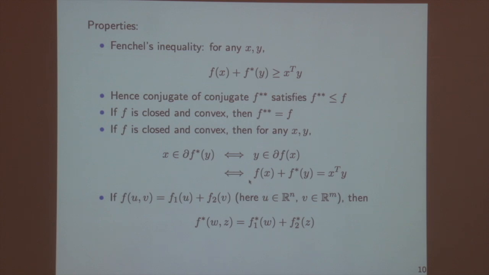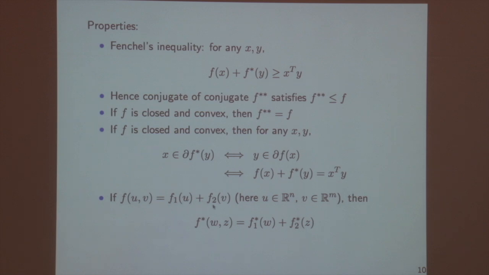And that in turn is equivalent to the following fact, that Fenchel's inequality is tight. So for closed and convex functions, x being a subgradient of f star of y is equivalent to y being a subgradient of f at x, which is in turn equivalent to f of x plus f star of y being equal to x transpose y. And when we talk about dual decomposition later, it's all going to rely on these 3 equivalences. You'll see when we derive, for example, the method of multipliers or ADMM later in the course.